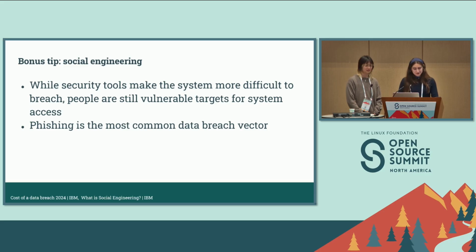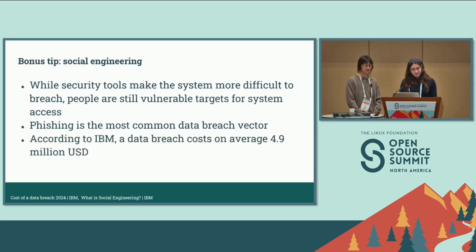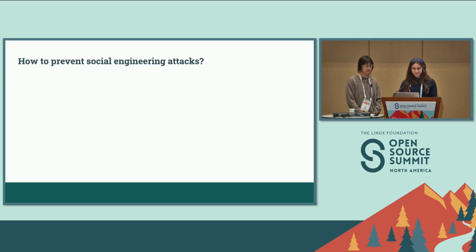And data breaches are really expensive. According to IBM, a data breach costs on average 4.9 million USD. So as you can imagine, if we are able to mitigate the use of phishing as a data breach vector, we can save a lot of money. So how do we prevent social engineering attacks?